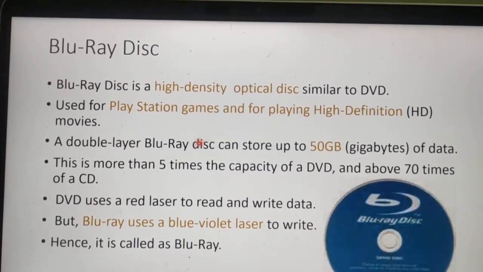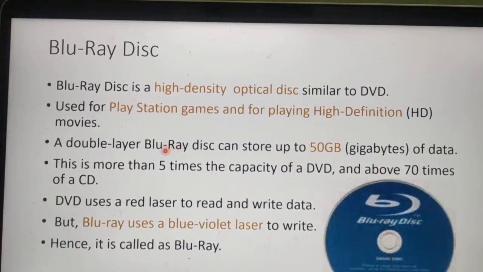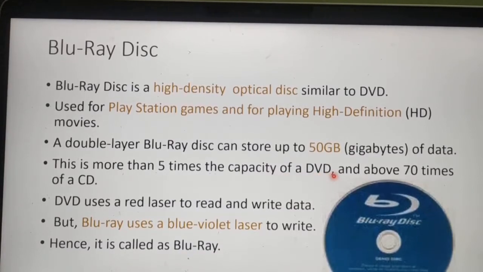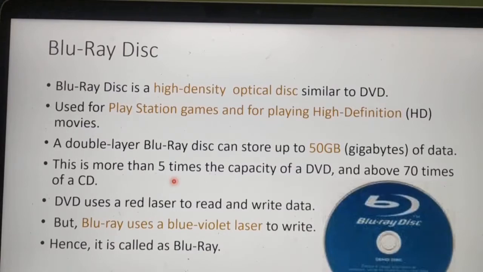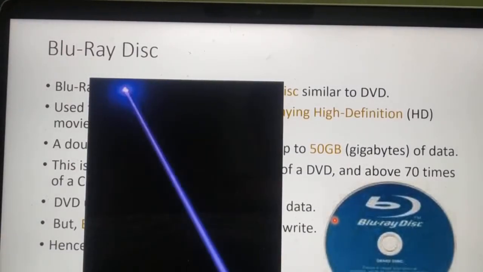What is the capacity of Blu-ray disc? Here also we have single-sided as well as double-sided discs, with single layer as well as double layers. In a double layer, double-sided Blu-ray disc, we can store 50 gigabytes of data, which is 5 times greater than digital versatile disc, and at the same time 70 times greater than compact disc. In this Blu-ray disc, we use a blue-violet laser to read and write the information. So it is called Blu-ray disc.